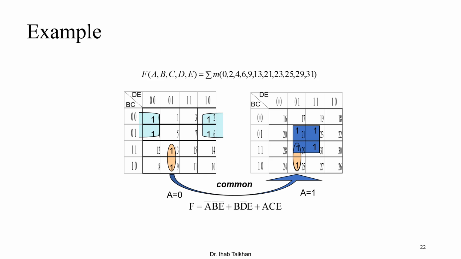And so the solution is F equals A bar B bar E bar plus B D bar E plus ACE. This is what is meant by dividing the 32 cells into two four-variable maps, and this is the solution of this example. I hope you understand what is meant by solving 5 variable maps. Thank you.